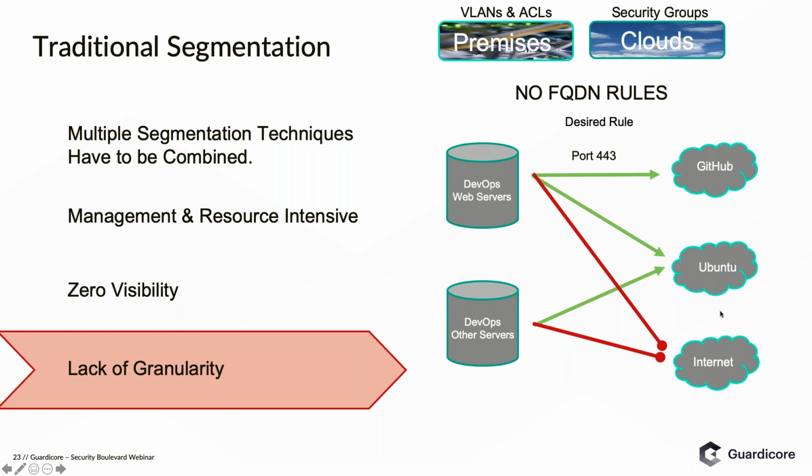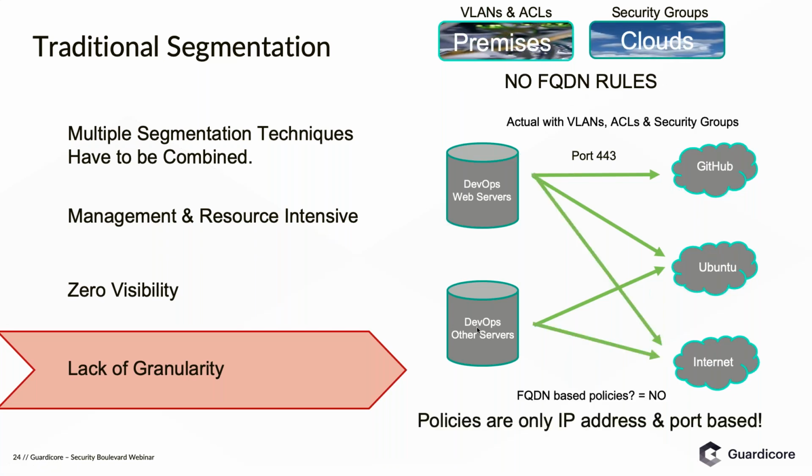The other example here, and this is kind of critical too, is that traditional segmentation has no ability to use fully qualified domain name rules. This is very common in the DevOps world today, where you have people setting up things in DevOps for production, and you're saying, okay, for the web servers, I'm letting you get to GitHub and Ubuntu for updates, but nowhere else. For the other servers, you're allowed to go to Ubuntu to get your updates. And the challenge here again is that because it's based on IP address and port only, you can't do that with traditional segmentation techniques.